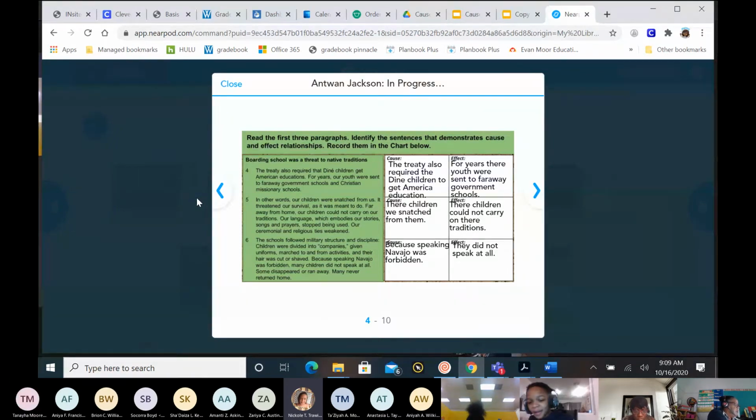Okay, so the cause that I put was because speaking Navajo was forbidden. The effect was they did not speak at all. Okay, thank you for that. So you said your cause was because speaking Navajo was forbidden, and that many children did not speak at all. Thank you for that. Great job. Can anyone else give me your answer for question 6 before we move on? I want to make sure that everyone understands cause and effect.